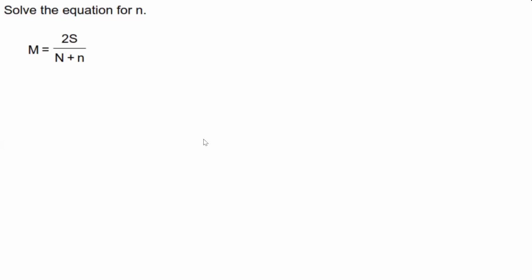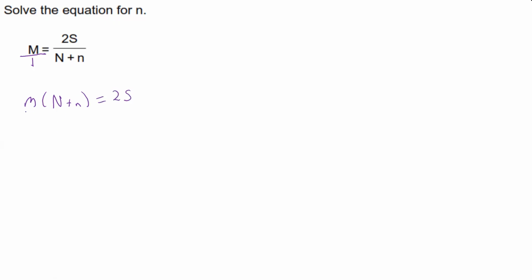All right, so here what we're supposed to do is solve the equation in this case for n, little n. So we need to solve this for this little n right here. And so what I would suggest is let's do cross products again. So we're going to take this times this is equal to that. So m times (N plus n) equals 2s. All right. Now we need to solve for n.